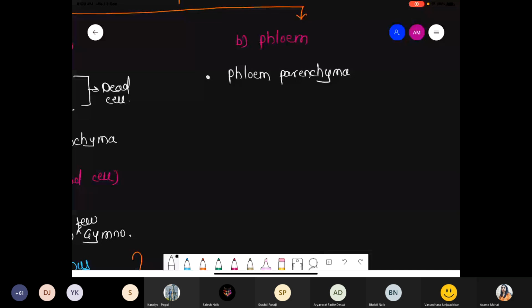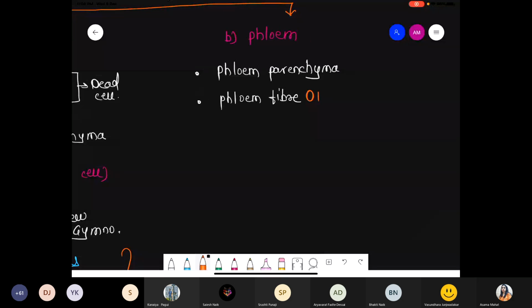Another one we are talking about, that is phloem fiber. So definitely whenever we are using the fiber word, it means we are talking about which cell? That is dead cell. So ये dead होगा. Parenchyma means definitely these are the living cell. Similarly, if you want, you can write down here this parenchyma also, these are called as the living cell, and only living cell in the phloem. So phloem parenchyma living, phloem fiber dead.